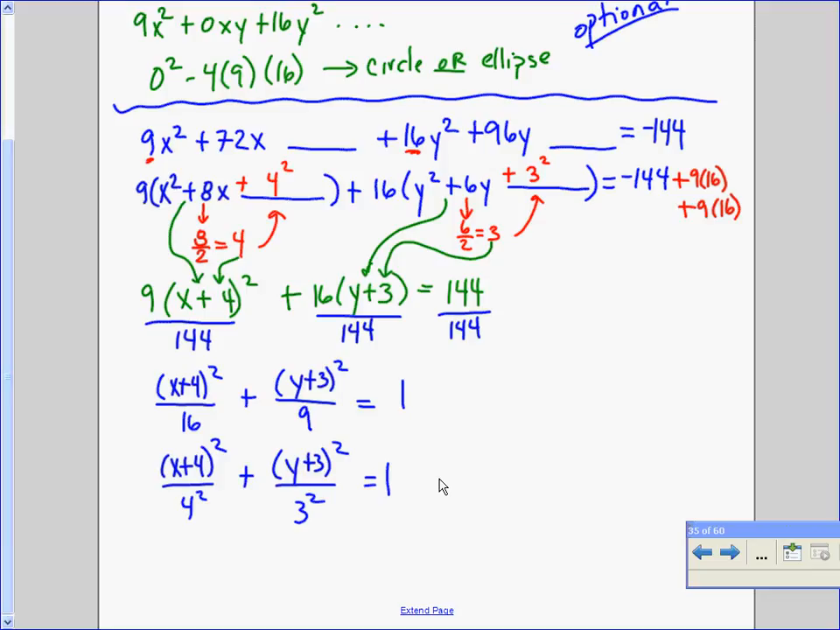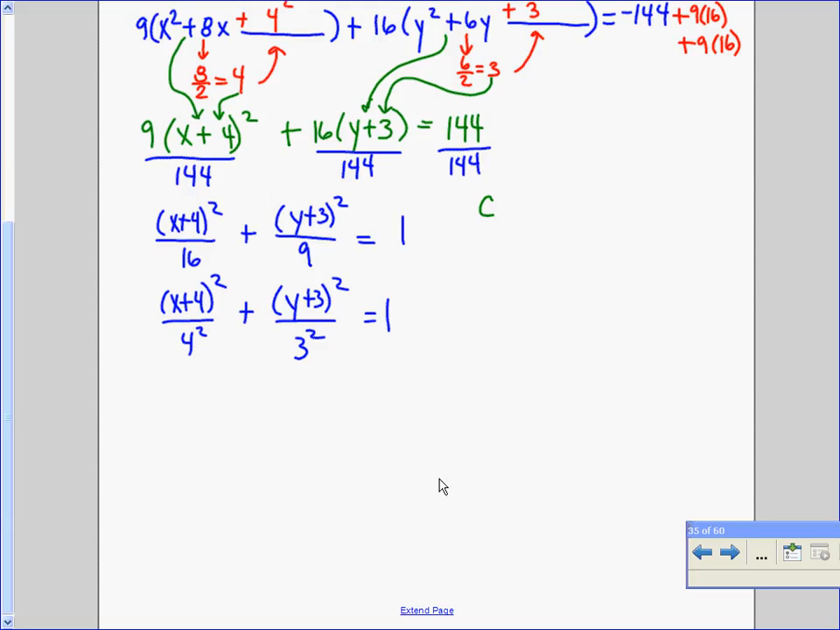Let's say I wanted to find the center. Let's take a little more space for that. The center would normally be at 0, 0. But because I am going to go left 4 and then down 3, because of my h, k, that center is going to become negative 4, negative 3.